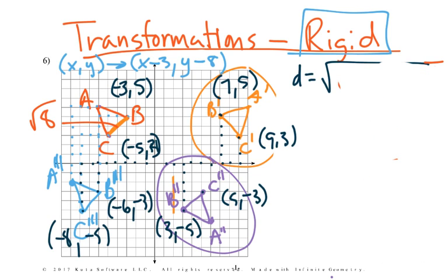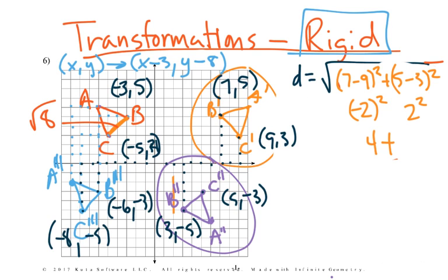Now let's do the reflection. So we'd have (7 minus 9) squared plus (5 minus 3) squared. 7 minus 9 is negative 2. Negative 2 squared is 4. 5 minus 3 is 2. 2 squared is 4. 4 plus 4 is 8. So once again, square root of 8. So those two definitely are the same.